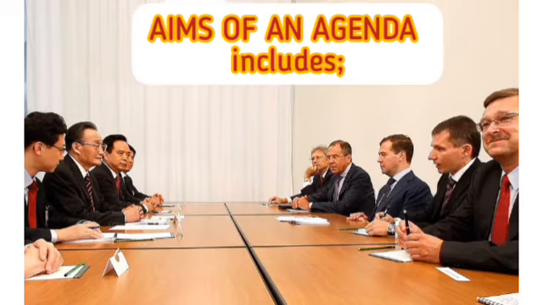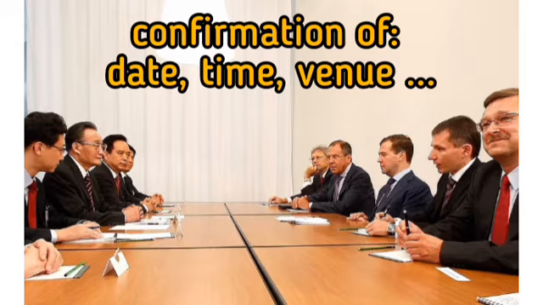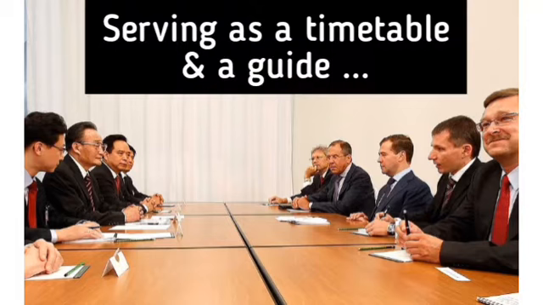The aims of an agenda include the following: to confirm the date, time, and place of the forthcoming meeting, and to give members a prior indication of the subjects to be discussed. This enables them to prepare adequately for the meeting. Thirdly, an agenda serves as a timetable and a guide for members through the meeting, indicating subjects that will be discussed and the order in which they will be discussed.